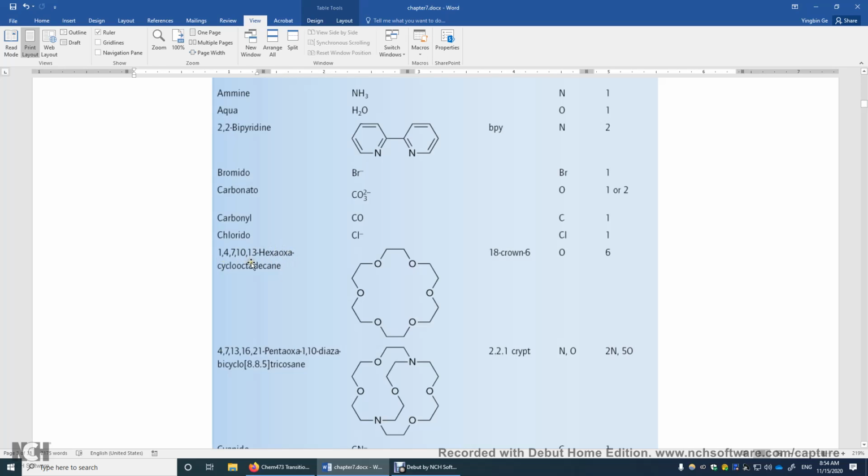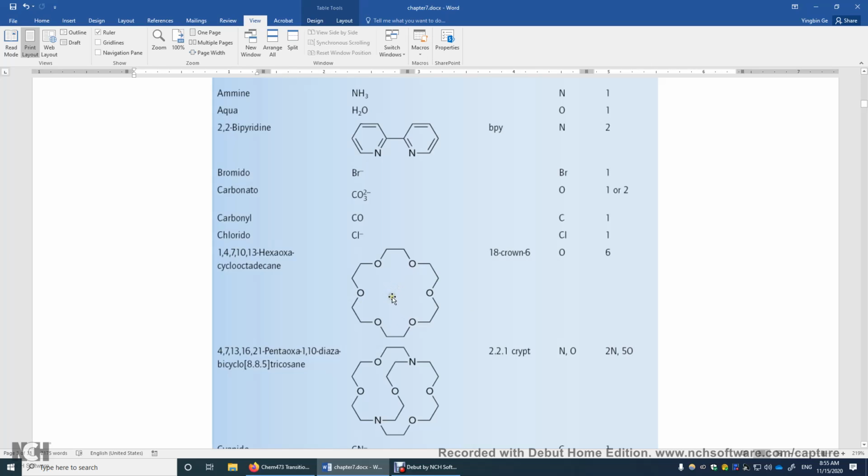And then we specify the positions of the 6 oxygen atoms, 1, 4, 7 and 10, and then 13, and then 16. I think they missed 16 here in the textbook. The common name is 18-crown-6 because if you draw the 3-dimensional structure of this, it does look like a crown. All 6 oxygen atoms can be bonded to the same transition metal.